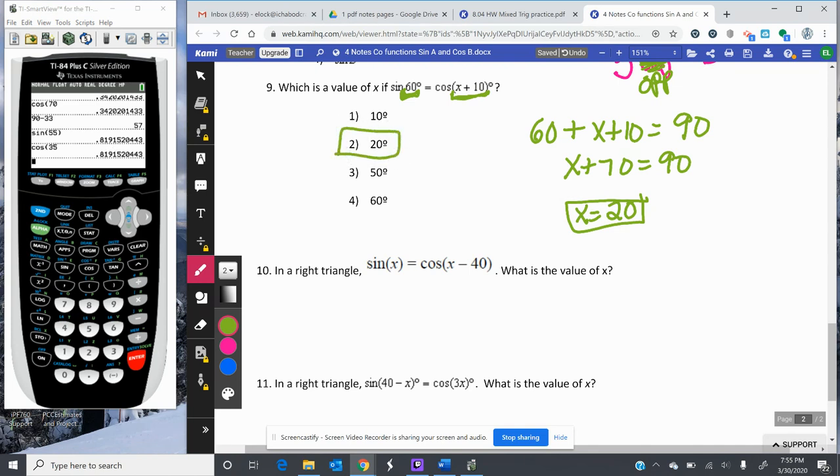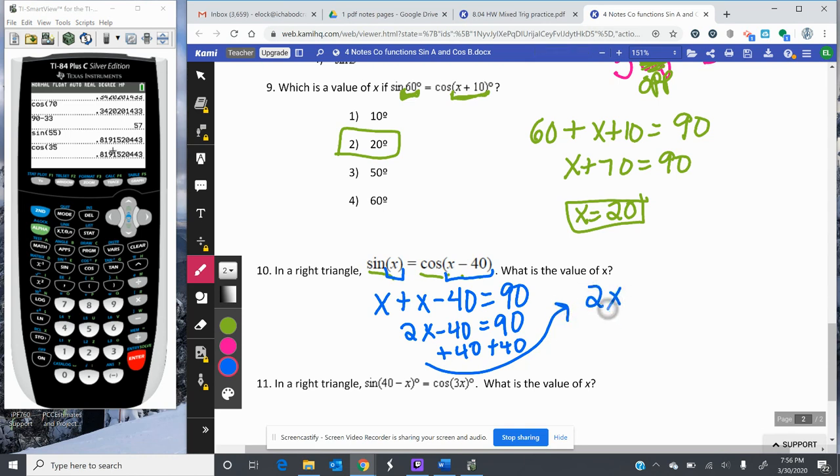So x is 20. In a right triangle, sine x equals cosine of x minus 40. Same case here. We're going to take x and x minus 40, which must be complementary and add to 90. So here we have 2x minus 40 equals 90. Be careful. You have to add 40 to both sides. Therefore, we have 2x equals 130, making x equal to 65.